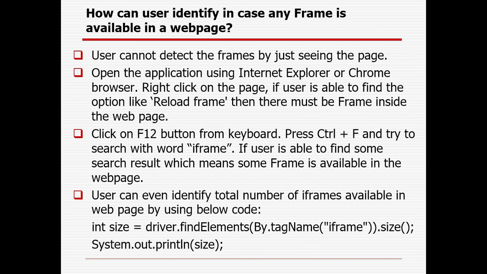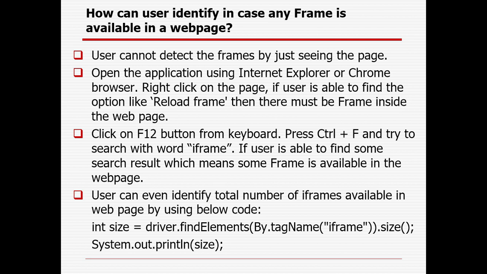The user cannot detect the frame just by seeing the page. That is the problem. So you need to open the application in any of the browsers and right click on the page. If you are able to find options like Reload Frame, then there must be a frame inside the web page. But suppose the frame is only a particular section. If you click on that particular section, maybe you can find Reload Frame, but it is not throughout the page. So that is another problem. Then how can you find the frame without the coding part?